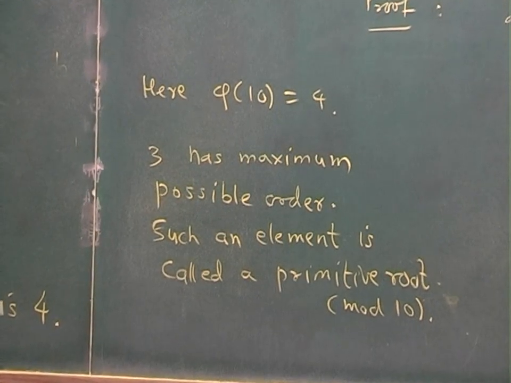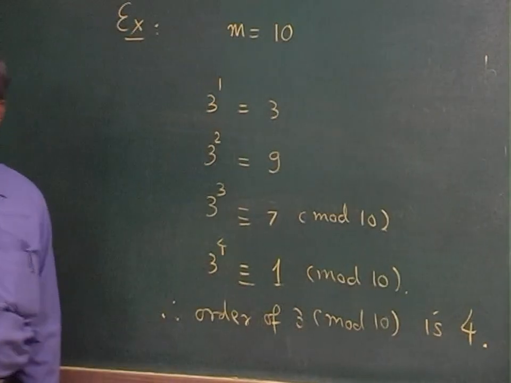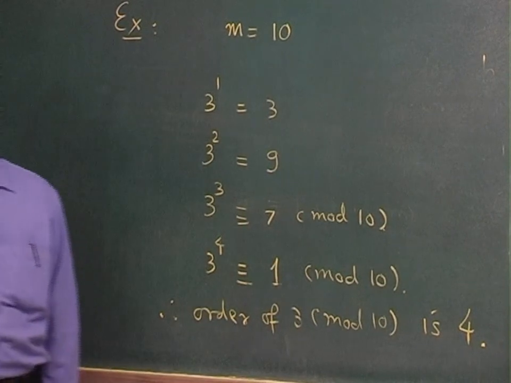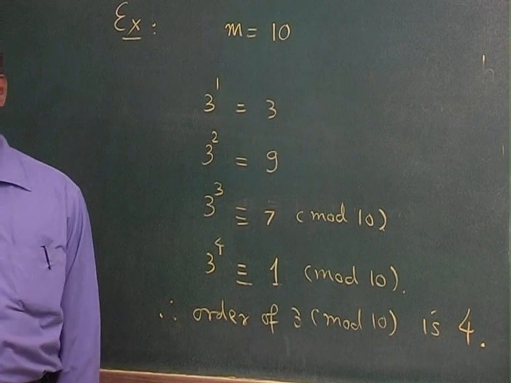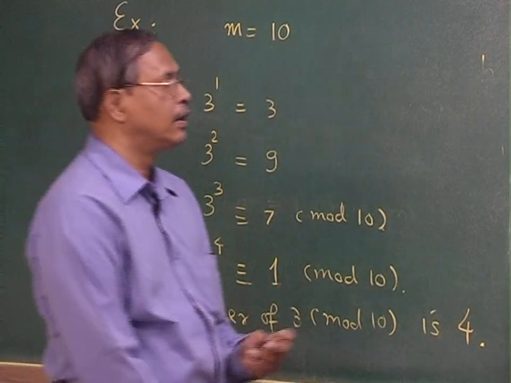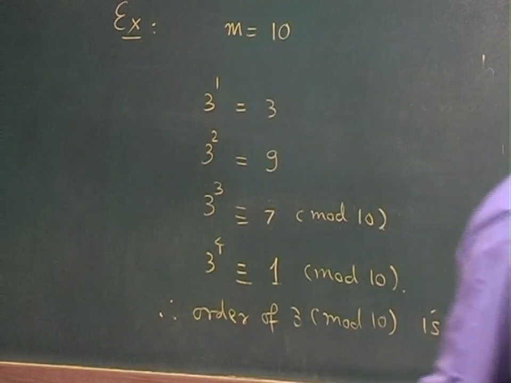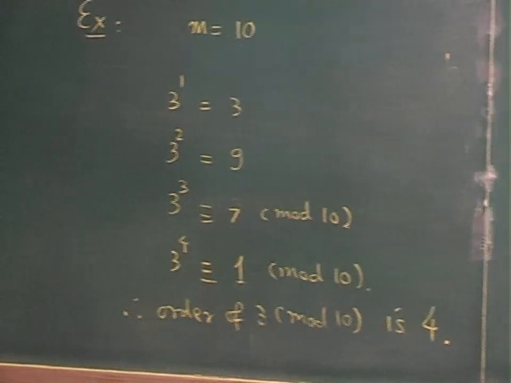If I take the element 9 here, what is its order? 9 squared is 81. 81 is 1 mod 10. So the order of 9 is just 2. So different elements can have different orders, and those elements which attain the maximum possible order are called primitive roots.